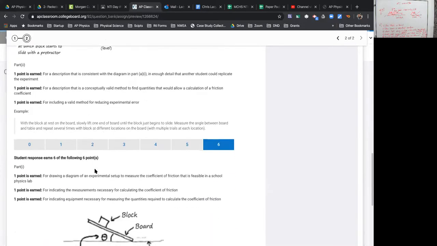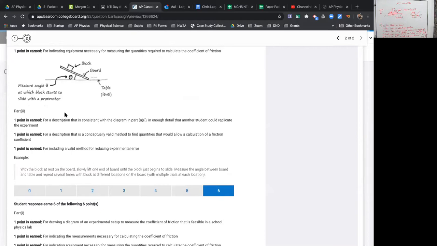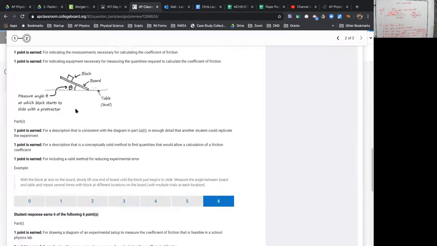Okay. Yep, that's good. So part 2, a description that's consistent in enough detail that another student could replicate. I think mine is simple enough. Tell me if you think differently. For a description that is a conceptually valid method to find quantities, calculate. Yeah, I think mine does that too. Including a valid method for reducing error, taking multiple data points, and doing it on different parts of the board. Measure the angle between the board and the table several times. So even though mine is completely different than this one, these should be the same. So yeah, 6 points should be okay.